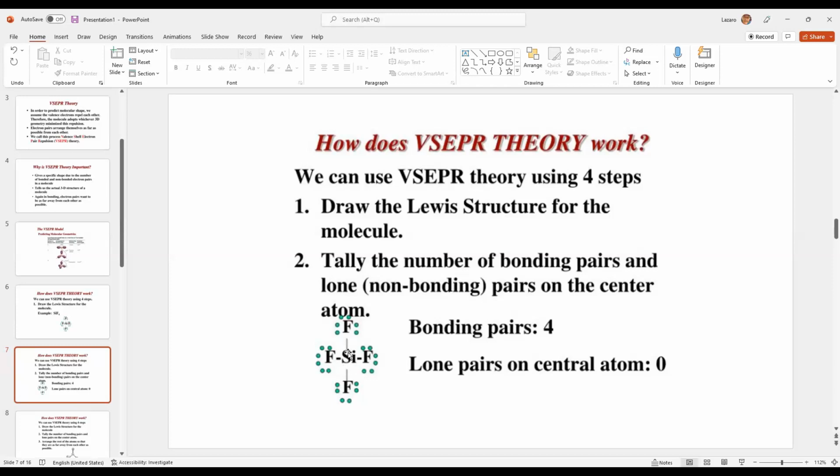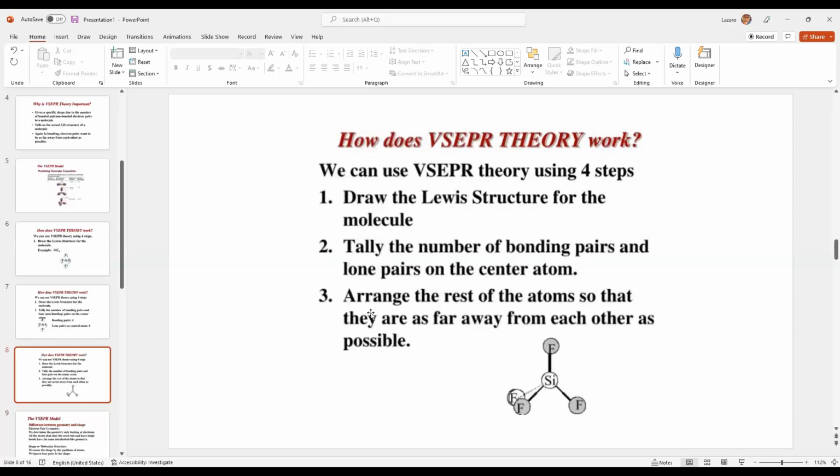And the central atom doesn't have lone pairs. Then look at this: 4 bonding pairs and 0 lone pairs on the central atom. Then you arrange the rest of the atoms so that they are as far as possible. For example, the 4 fluorines will be as far as possible. In this case, this structure looks like a tetrahedral.